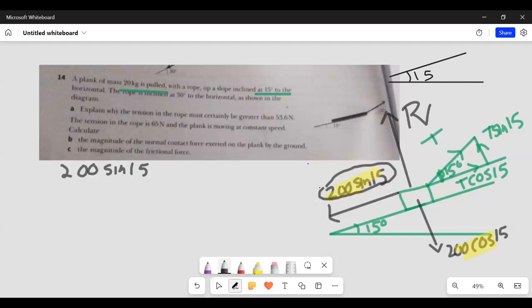Is that 53.6? मुझे ही करना पड़ेगा. 200 times sine 15. 51.7 आ रहा है. अच्छा नहीं, it is not. Just give me a second. ये आना चाहिए था.